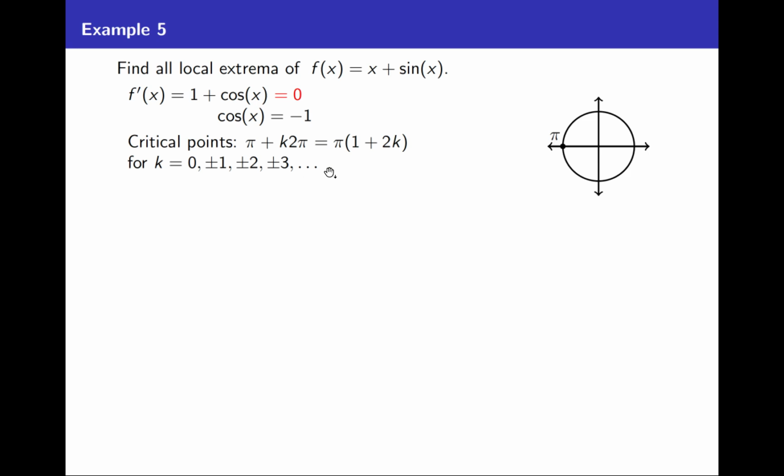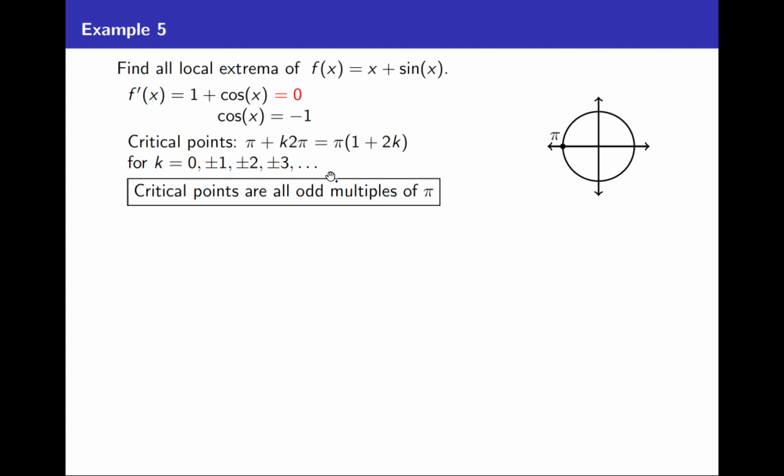So you're picking up infinitely many critical points here. Pi, pi plus 2 pi, pi plus 4 pi, pi plus 6 pi, and so on. And you could look at this as follows. The critical points are all the odd multiples of pi, because 1 plus 2 times an integer k is an odd number, so you pick up all the odd multiples of pi this way.